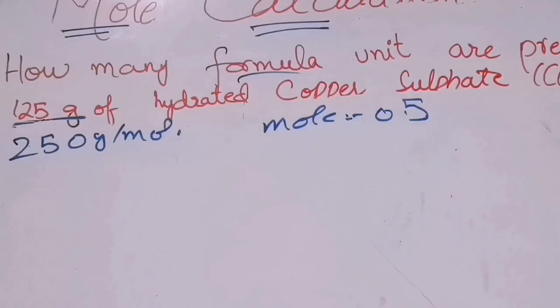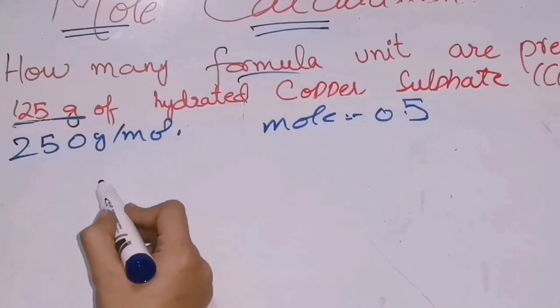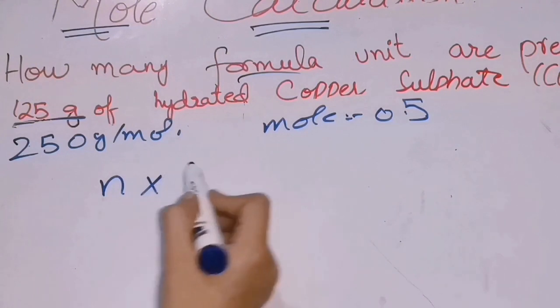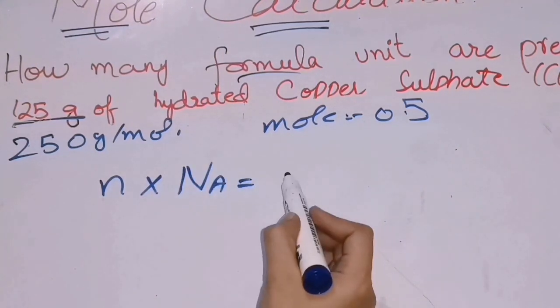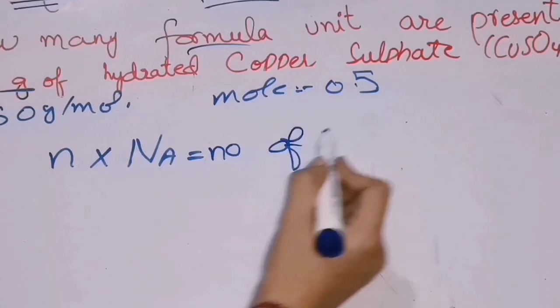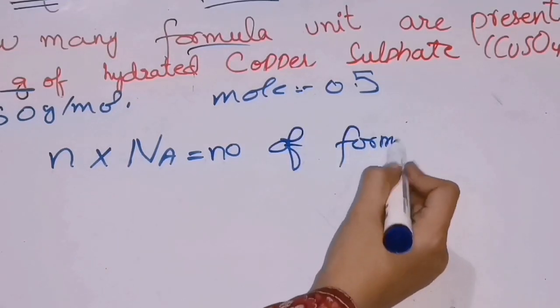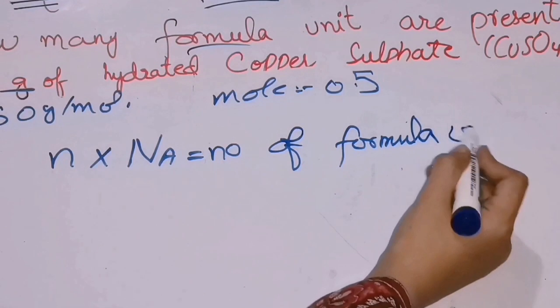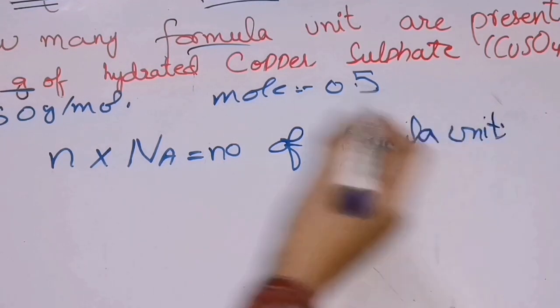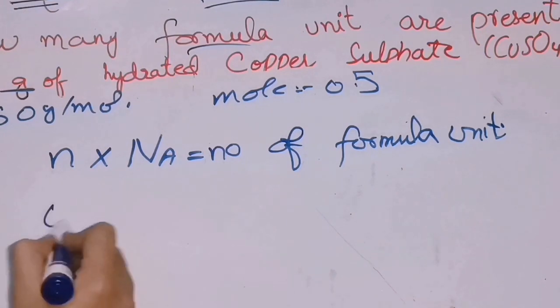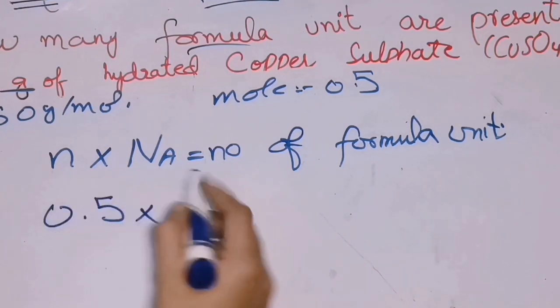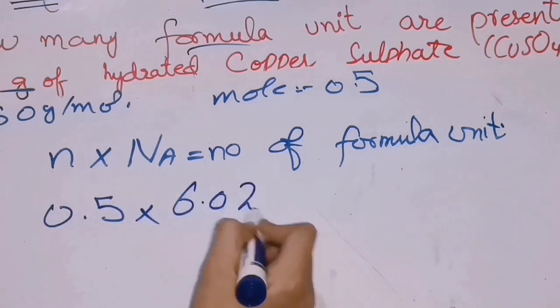The rearranged formula that we did was number of moles multiplied by Avogadro number, which is equal to the number of formula units. Right? So now in this case we have the number of moles, which is equal to 0.5, multiplied by Avogadro number.